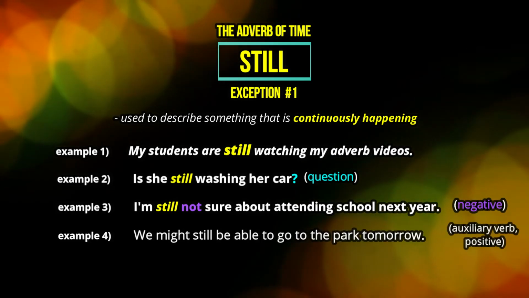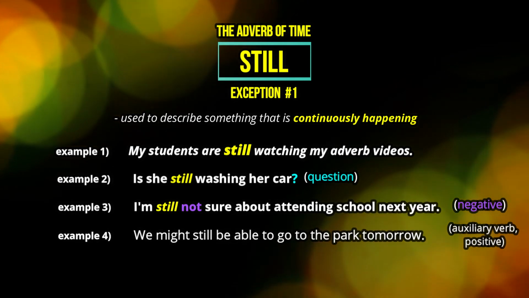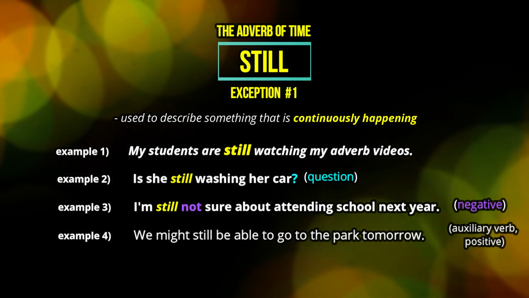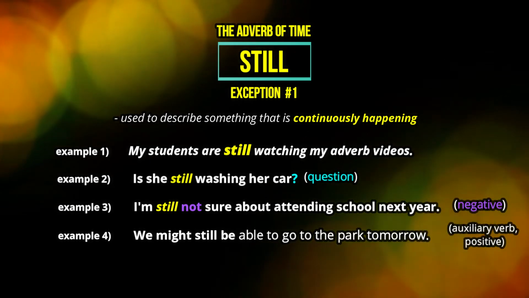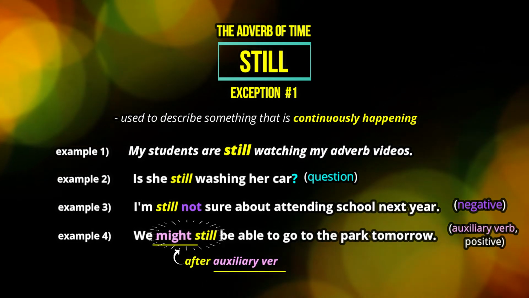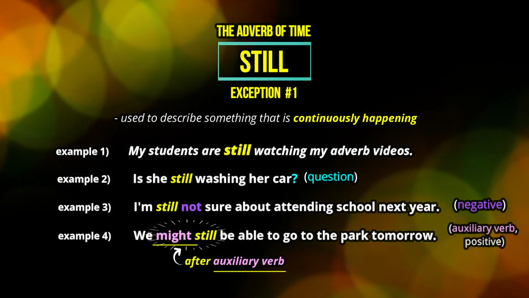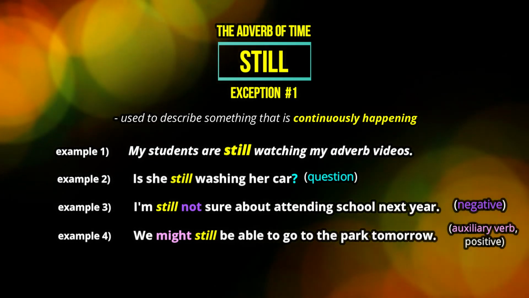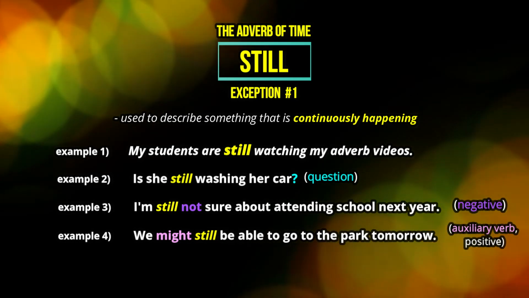And finally, still can be used after auxiliary verbs in positive sentences about the future. We might still be able to go to the park tomorrow. Okay, it's after the auxiliary verb might, and it's talking about a positive thing in the future. Got it?